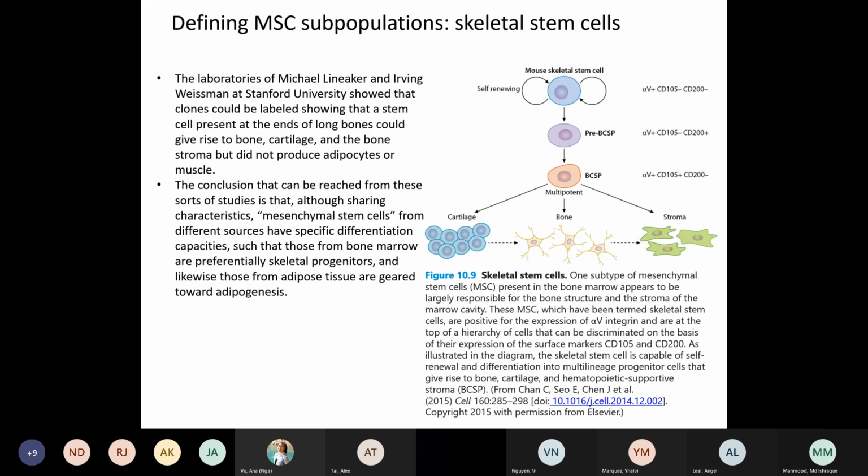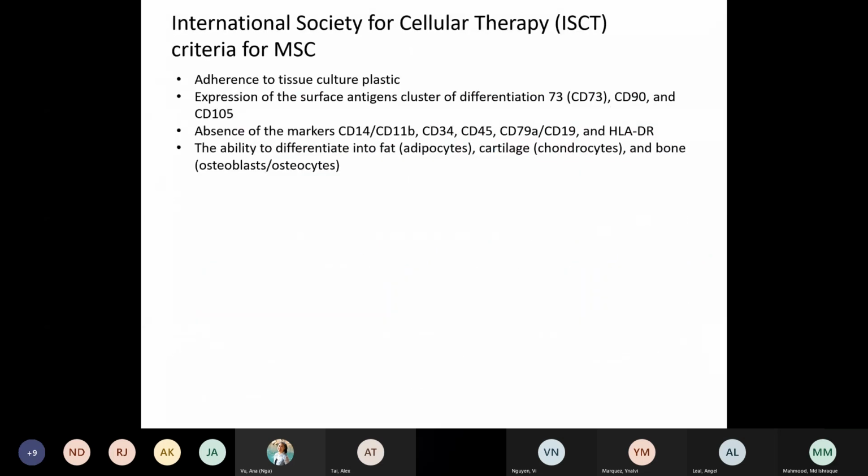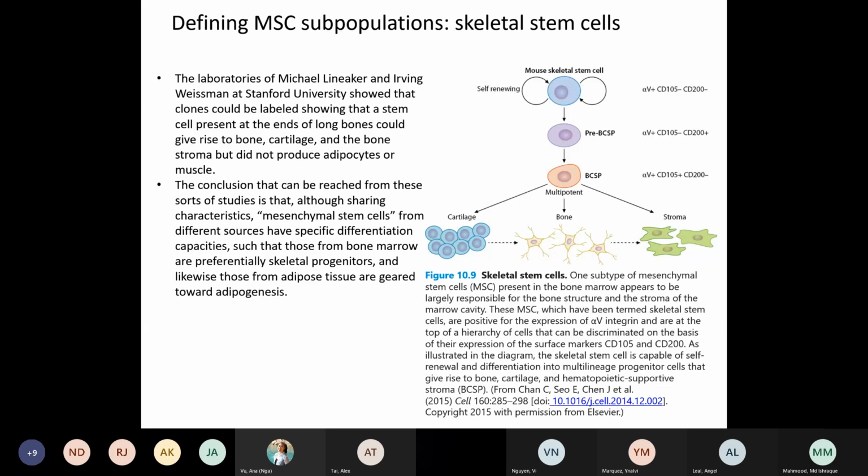So these cells, if you go with the criteria there, according to the criteria, mesenchymal stem cells should be CD105 positive, but here, Westman and Lineker defined a mesenchymal stem cell population that doesn't express CD105. Okay, CD105 is used as a negative selection here. See, they used the integrin to define their stem cells. And then they found these cells can self-renew and can differentiate. They called these cells skeletal stem cells.